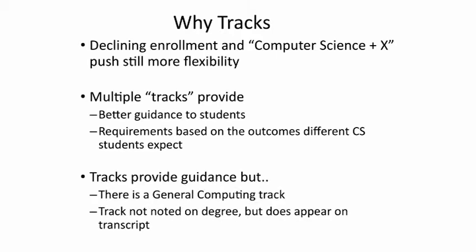So the tracks provide guidance, but there's still a general computing track, which is similar to what we had back in 2003, which allows you to experiment with the track, but if things don't work out in that particular track, still be able to graduate in 4 to 5 years by just switching back to the general computing track. Now the track is not noted on your degree, but it does appear on your transcript. So there's a way for when you're interviewing with people and you're going for a network-related job, you can show that you took the network and devices systems track and show that you're that much more focused in on that area.